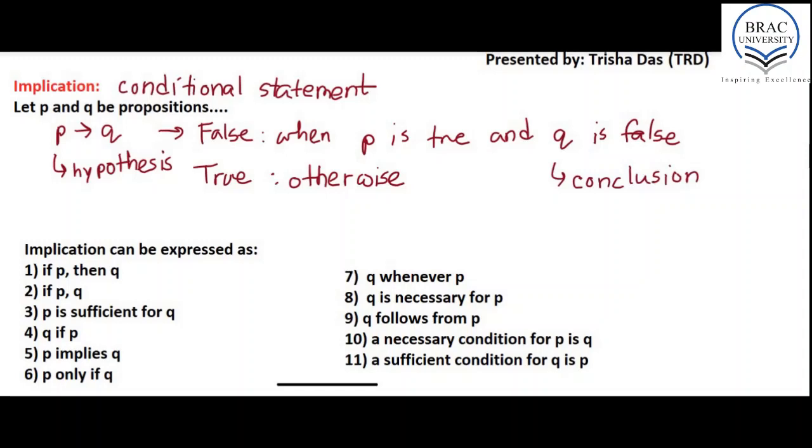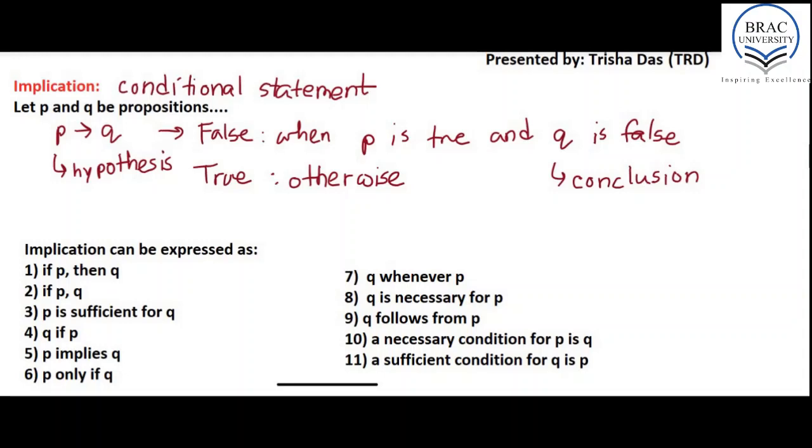Now we can express this implication or conditional statement using various kinds of terminology, such as: if P then Q, if P, Q, P is sufficient for Q, Q if P, P implies Q, P only if Q, Q whenever P, Q is necessary for P, Q follows from P, a necessary condition for P is Q, a sufficient condition for Q is P. So if we get any one of these sentences in our next examples or in this course, we can think that this is an implication. Okay.